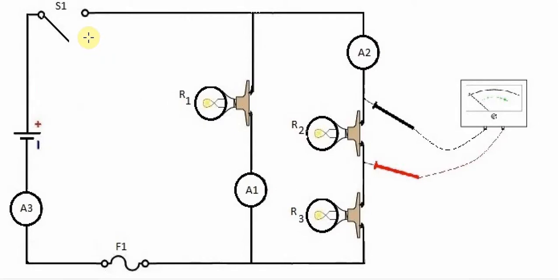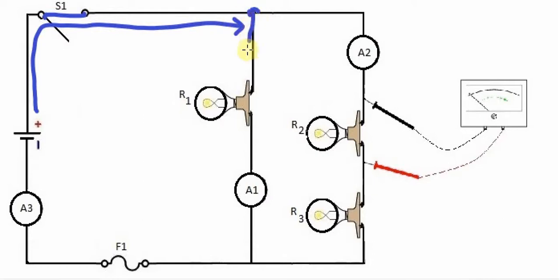In this example, we're going to take a look at a parallel circuit. So when this switch, S1, is closed, if we follow conventional current, current will flow in this direction and get to the point right here where some of the current will travel down this branch, some of the current will travel down this branch. That current will all come back together and will eventually come back to the battery through A3.